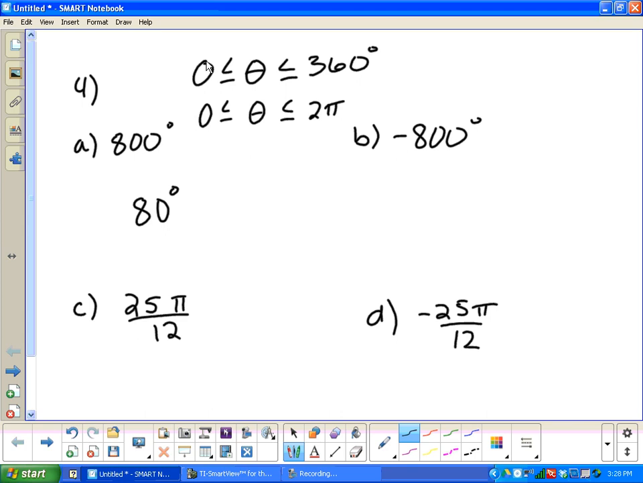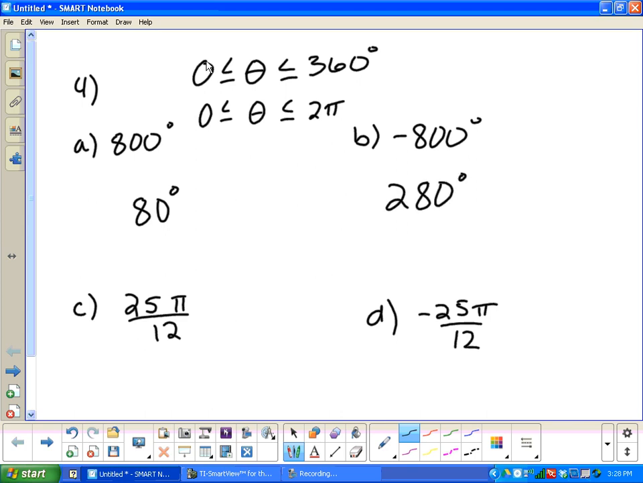So I have to do it again. Negative 440 plus 360 is negative 80, so it's still negative. So I'm going to add another 360, and then finally it's positive. And so we get that it's about 280 degrees.